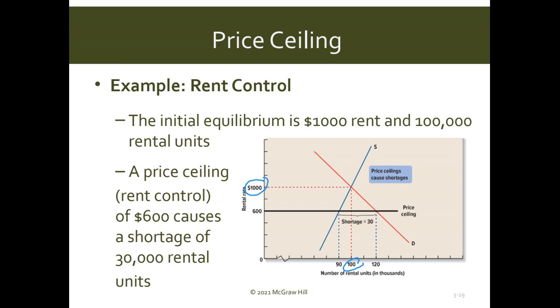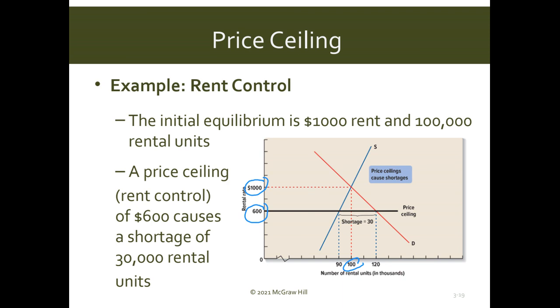This is the price ceiling. What is the meaning of price ceiling? Price ceiling means that landlords are not allowed to rent their apartments for more than $600. And that is a problem for the landlords. What would happen? Look at this diagram.